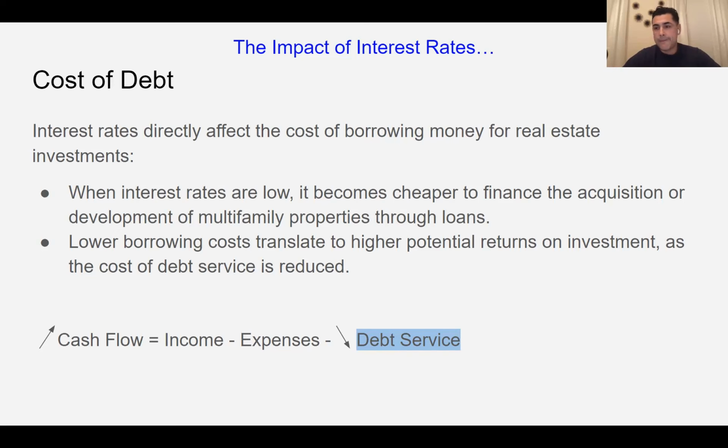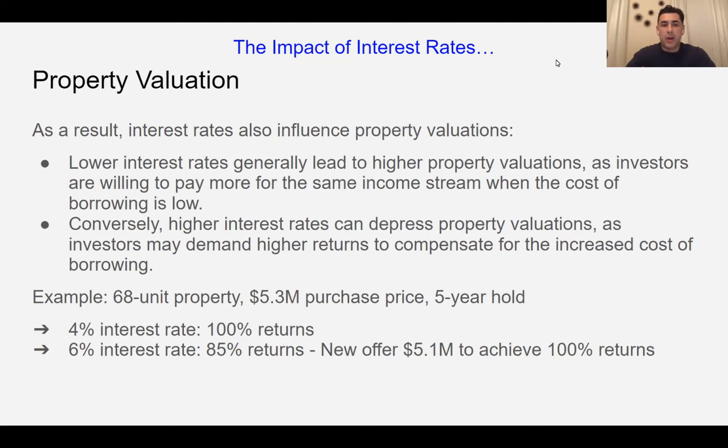Next slide. Property valuations are also affected by higher interest rates. The lower the interest, the higher the property valuation, because investors are willing to pay more because the cost of borrowing money is much lower. Conversely, with a higher rate, these valuations are a lot lower because investors want to compensate for the increase of the debt service that they're going to have to pay for that property.